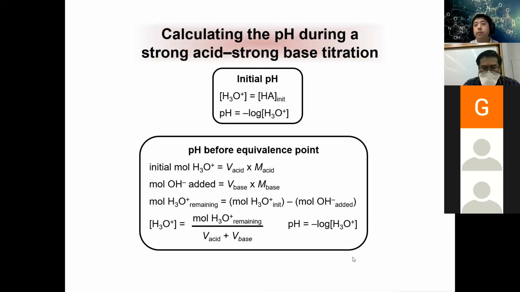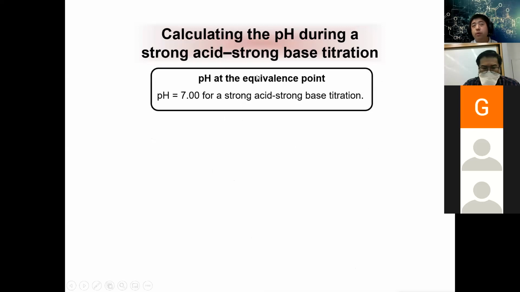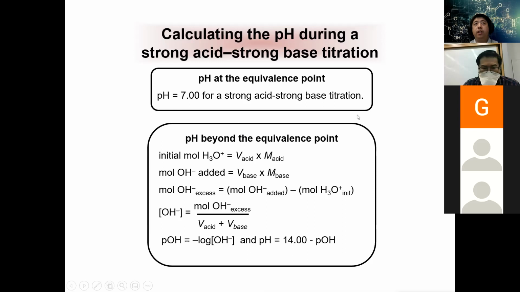Okay. The next two types of equations you're going to copy down are your pH at equivalence point. Good thing about this is if we're assuming strong acid, strong base, it is automatically equal to 7. You don't need to do any calculations. If you did the calculations, you would have ended up with the same value, 7. And the last one is pH after equivalence point, or in this case, they say beyond equivalence point. I'll give you a little bit of time to copy this down, and then we will do one example with it.